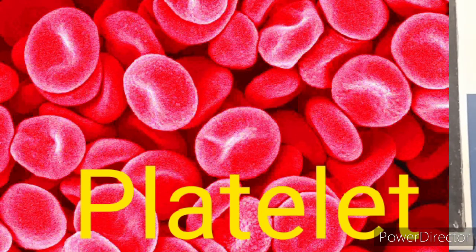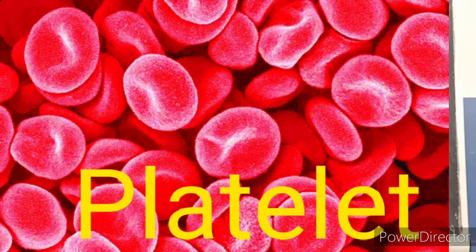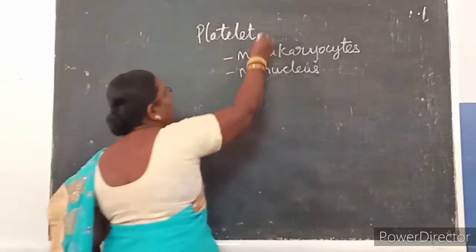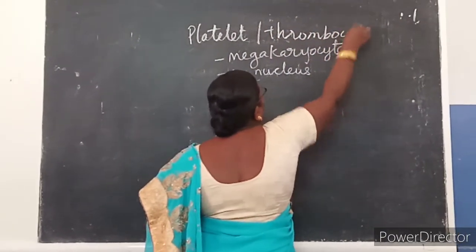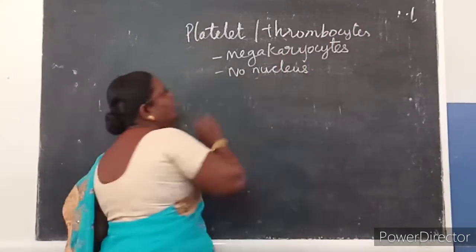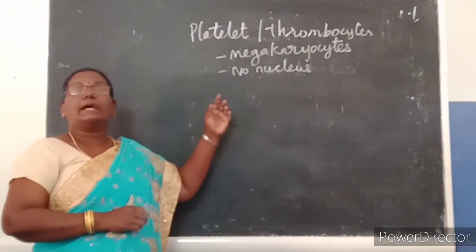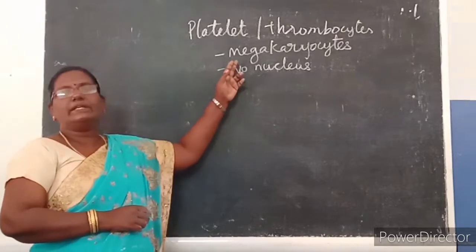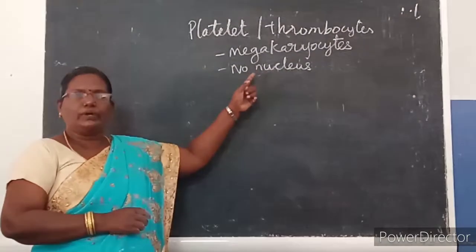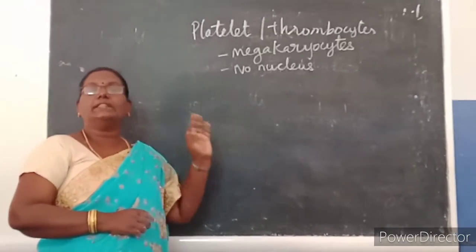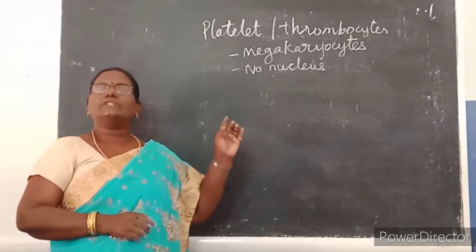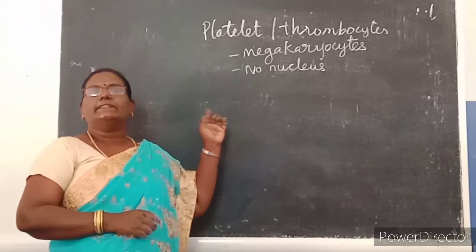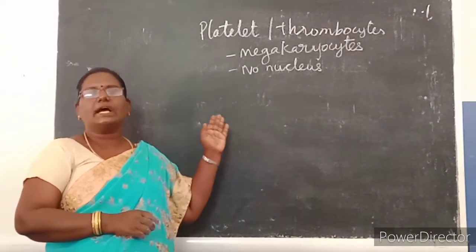These platelets are otherwise known as what? Thrombocytes. And then these platelets are produced from the megakaryocytes. So mega means what? Large. Karyo means what? Nucleus. So the special cells in the bone marrow, that is known as what? Megakaryocytes. These megakaryocytes produce the platelets.